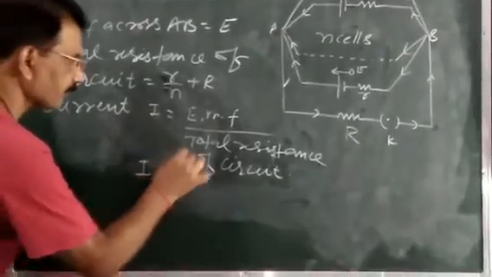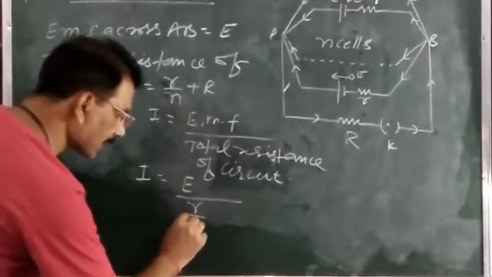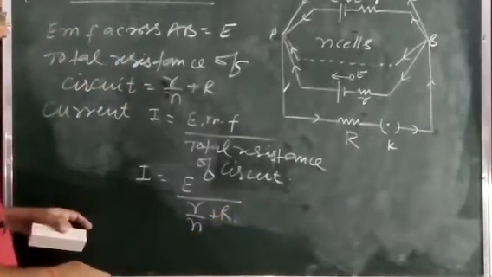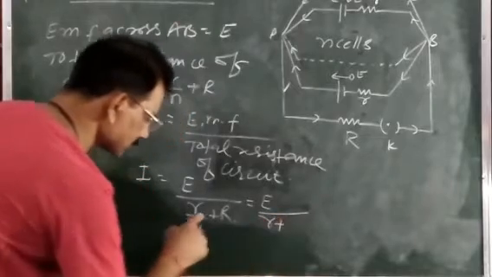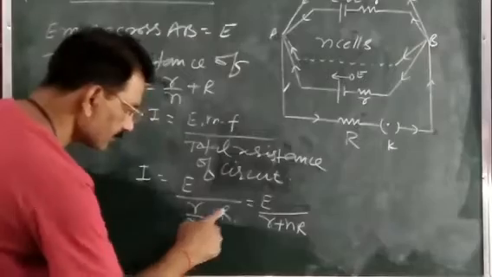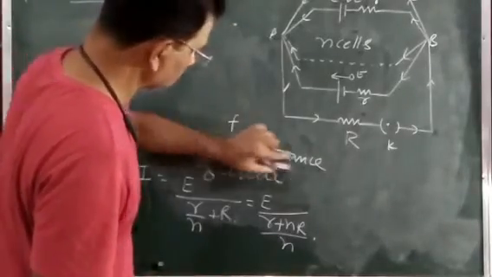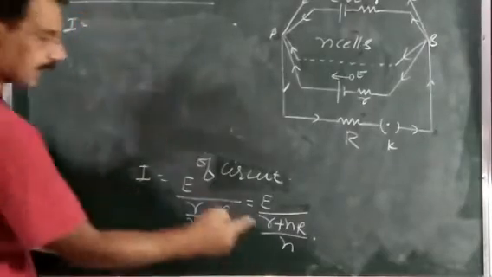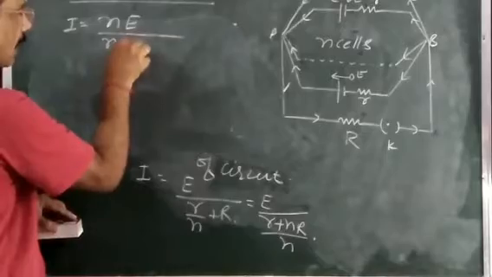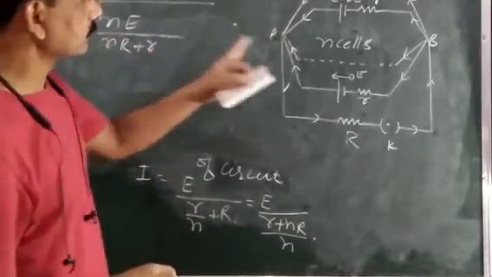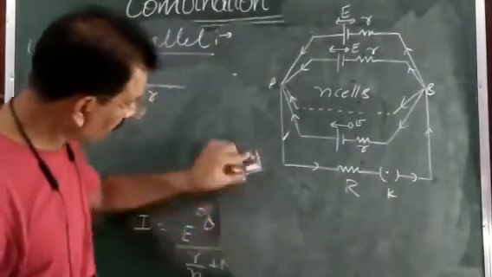In this way you can say I is equal to EMF, which is E, upon the total resistance of the circuit, R by N plus capital R. Now you can write this as E upon R plus NR upon N. Now we can say I is equal to, taking this N in the numerator, NE upon NR plus R. This is the amount of current sent by this combination of the cells in this external resistance. And again, there are two possibilities.